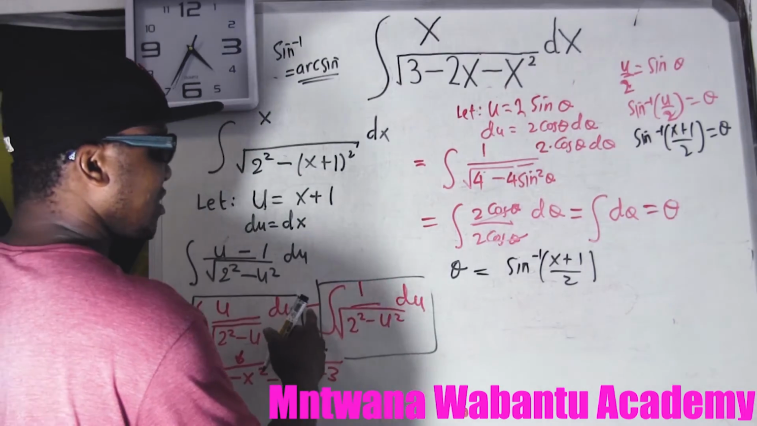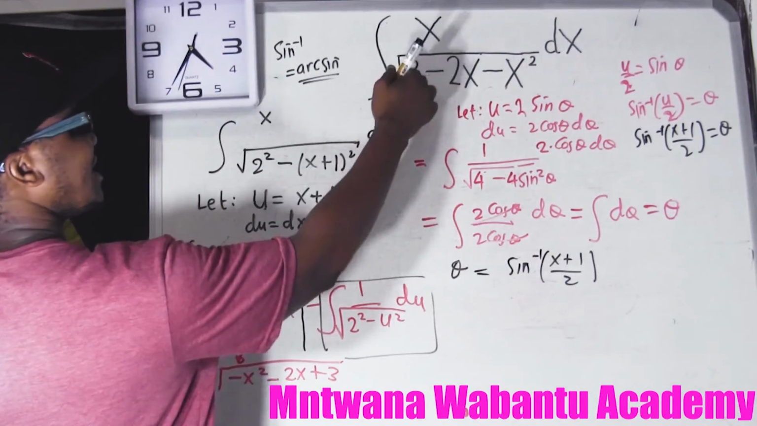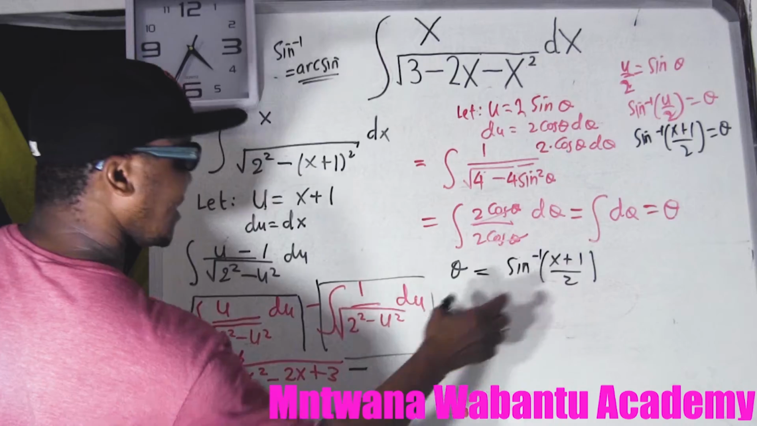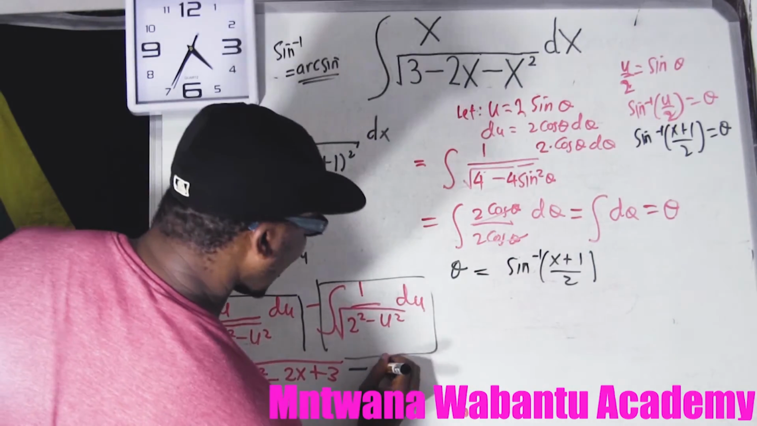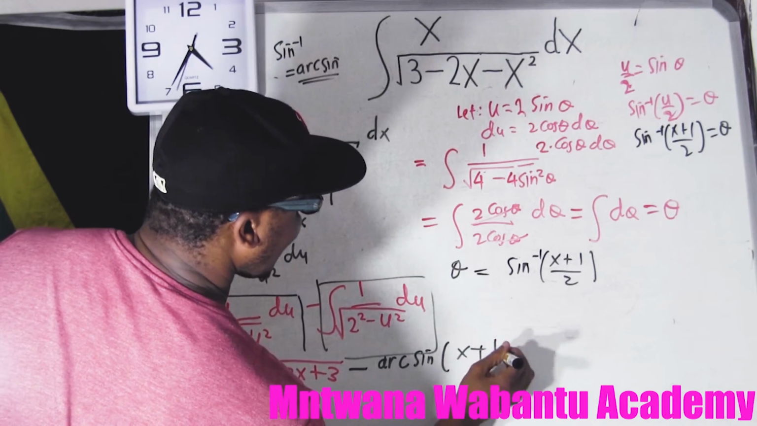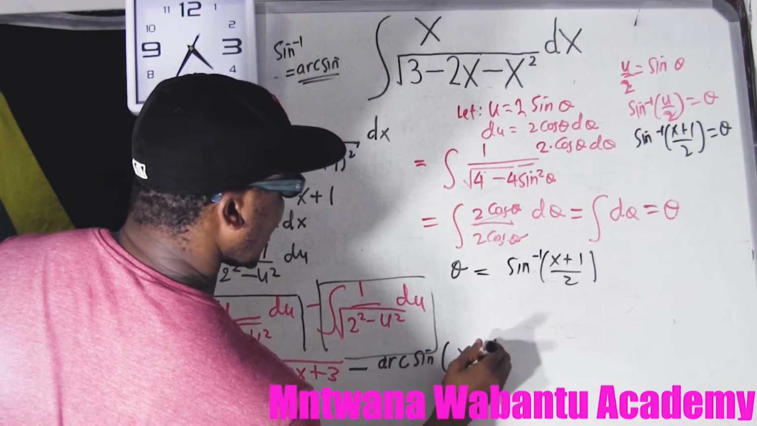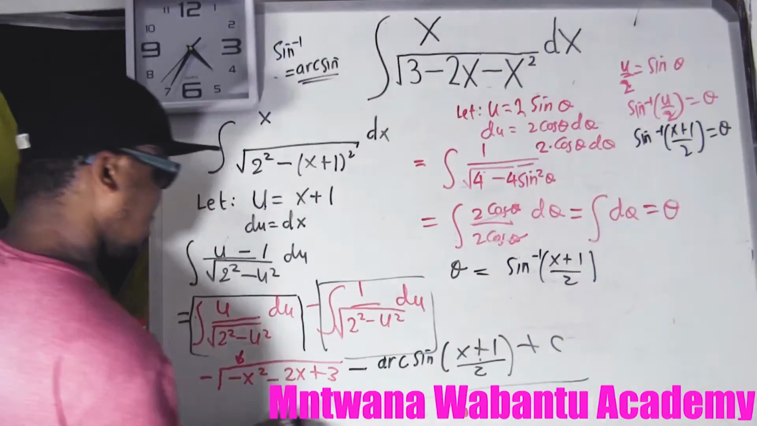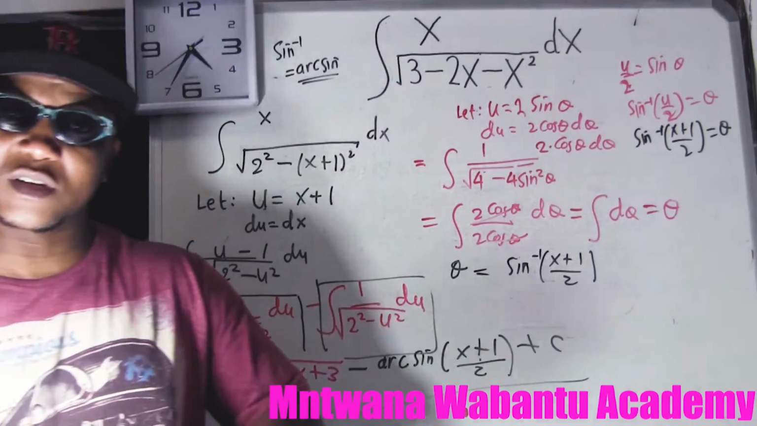So this expression is now in x. Everything is in x. So I can say the answer is this one here: sine inverse, or arc sine, of (x plus 1) over 2, plus a constant. So this is how the question is done.